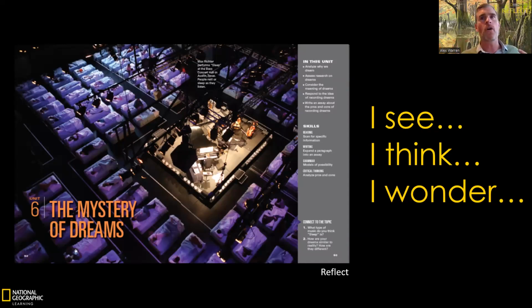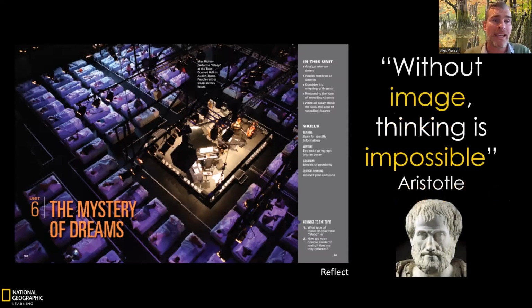But this idea of photography and thinking is not new. 2,500 years ago, in 5th century BC Greece, Aristotle said this: without image, thinking is impossible. They are intertwined. We see something, we have a reaction. It makes us question it. It makes us curious, right? So let's look at another couple of routines we could do that take advantage of these photos.